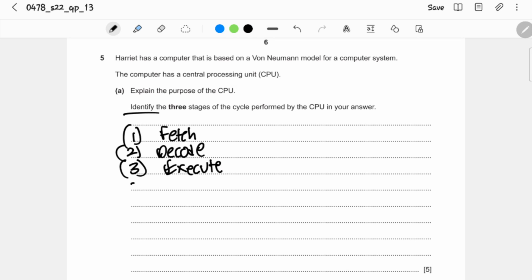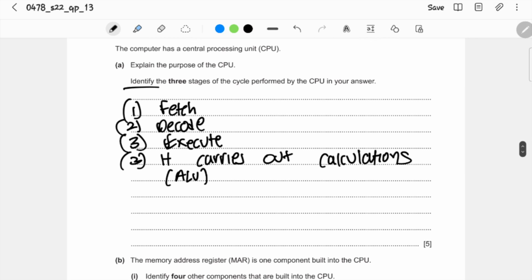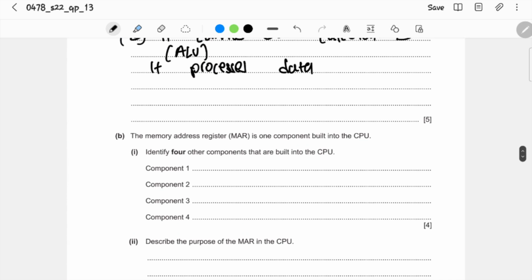Execute. Okay, now let's try to explain something. It carries out calculations. This is mainly done by the ALU, which is in the CPU. It also processes data, and this is done by the different buses and all that type of stuff. Yeah, that should be fine. That should give you 5 marks.